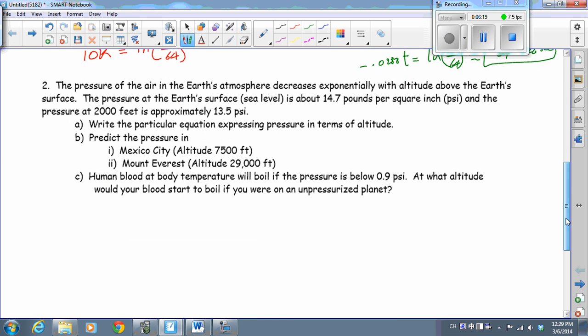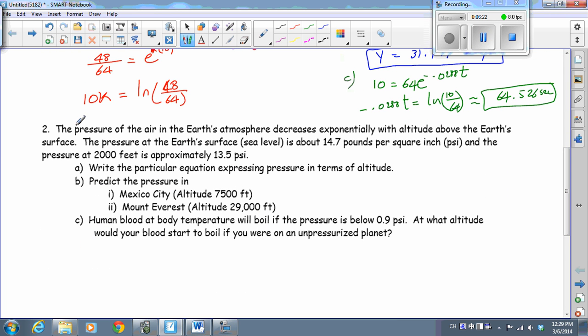Let's look at the next one. For problem number 2, it says the pressure of the air in the Earth's atmosphere decreases exponentially with the altitude above the Earth. The pressure at the Earth's surface, sea level, is about 14.7 pounds. Now this 14.7 pounds is the actual one, so it's giving me C. And the pressure at 2,000 feet is approximately 13.5. At 2,000 feet, that means it's my Y, the final one. Write the particular equation expressing the pressure in terms of altitude.